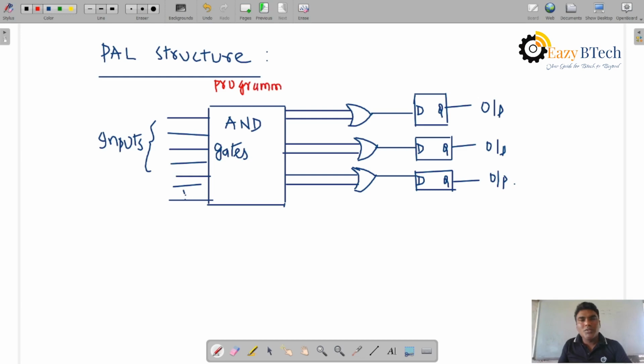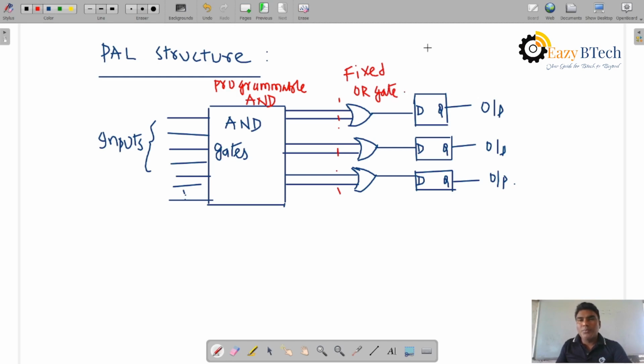Programmable AND. So according to the program, we can write the logic. According to that, the AND gates or switch connections, and externally we can connect a fixed OR gate. Fixed OR gates. Okay.